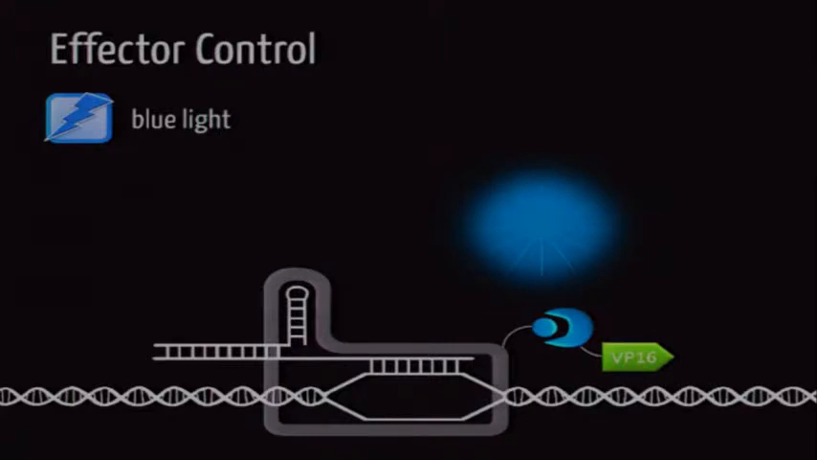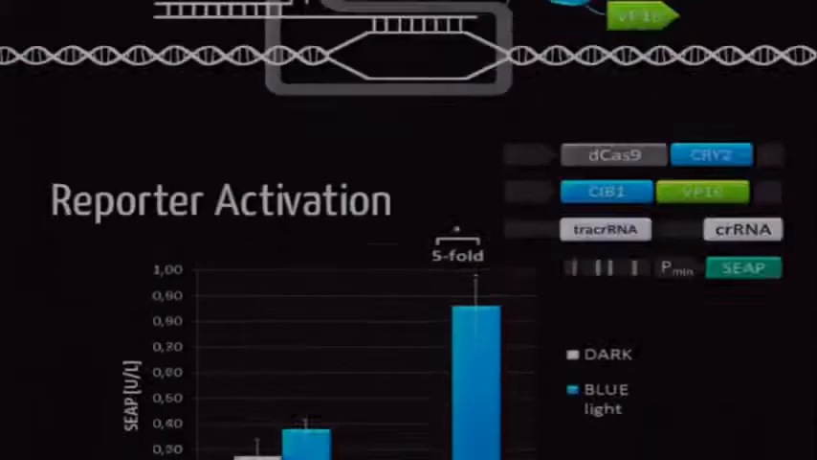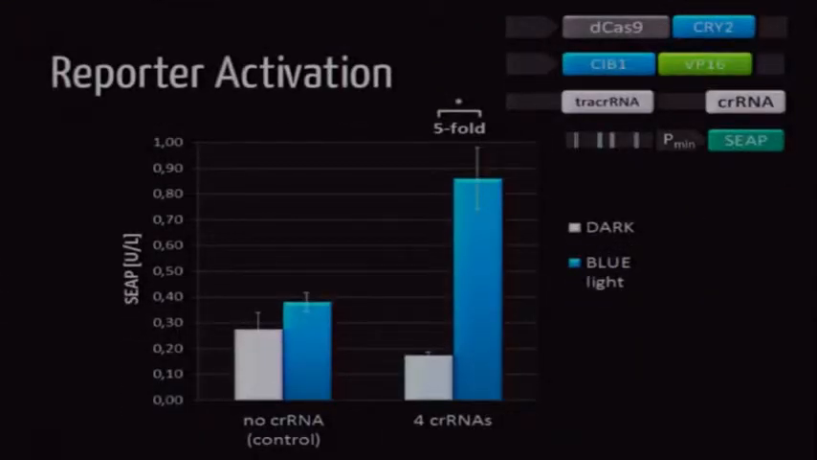To test this, we used again a reporter gene assay. So we've been transfecting plasmids coding for the Cas9 Cry2 and CIB1 VP16 construct, as well as corresponding RNAs. And again, a ZEAP reporter gene. And again, on the y-axis, you see the reporter readout, and the white bars indicate the plates that were kept in dark, whereas the blue bars represent the plates that were illuminated with blue light.